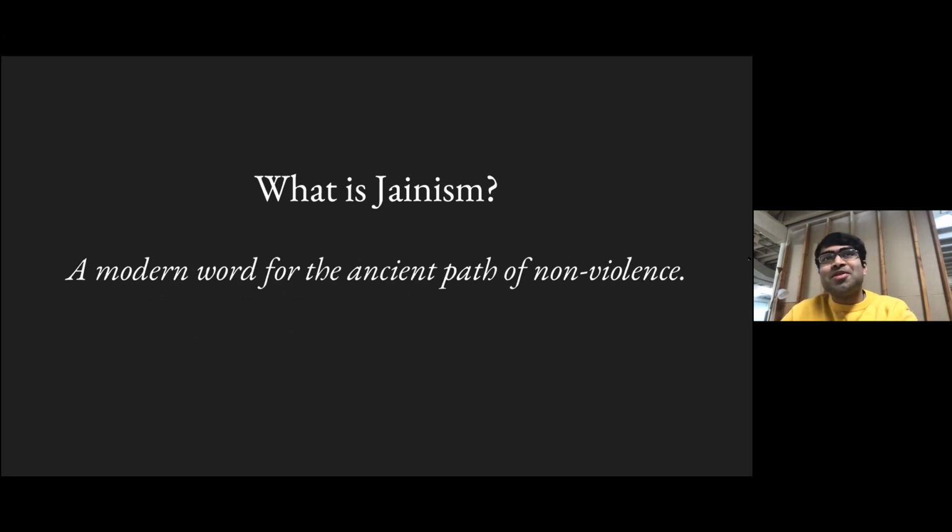I'm just going to start out by saying, what is Jainism? There are many different ways to put it, but one of the best ways I've seen is that Jainism is essentially a modern word for the ancient path of nonviolence. I think that's very encompassing of everything. Jainism is also not just a religion, it's a way of life. Just by saying it's a path of nonviolence, it's very inclusive, and I think that's one of the simplest ways to put it for everyone to understand.